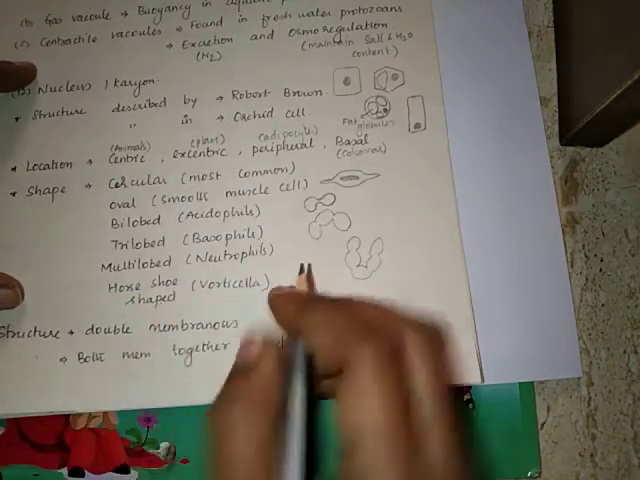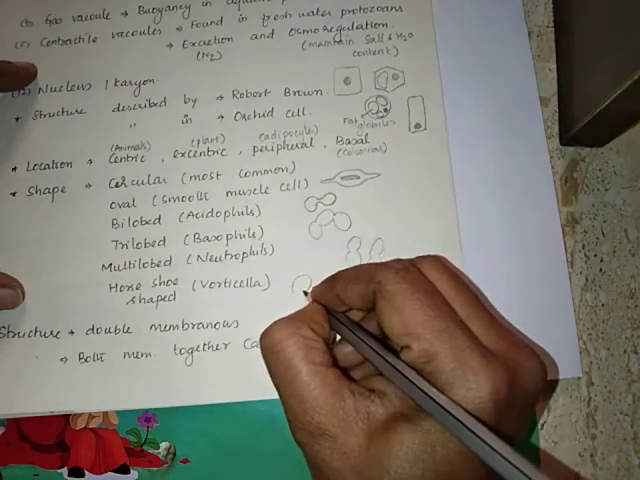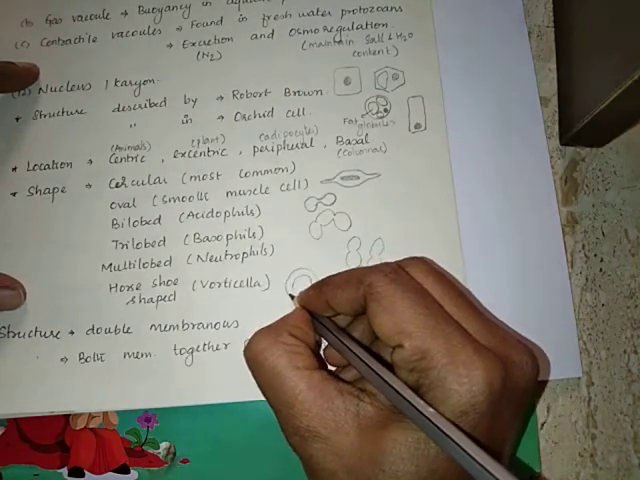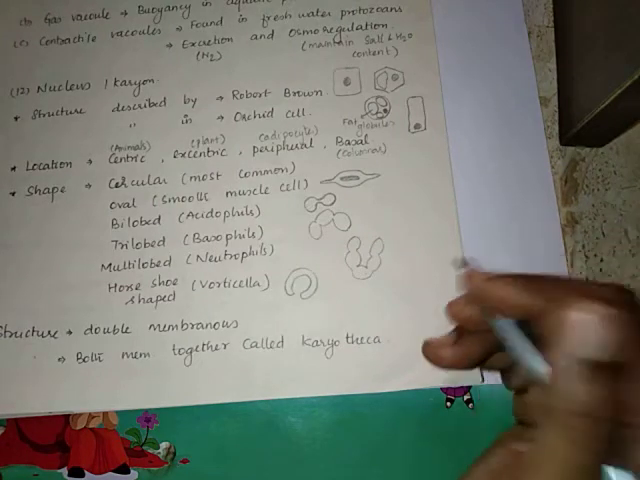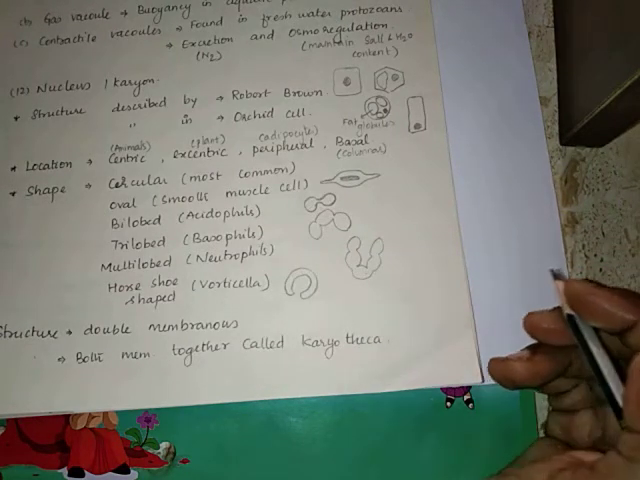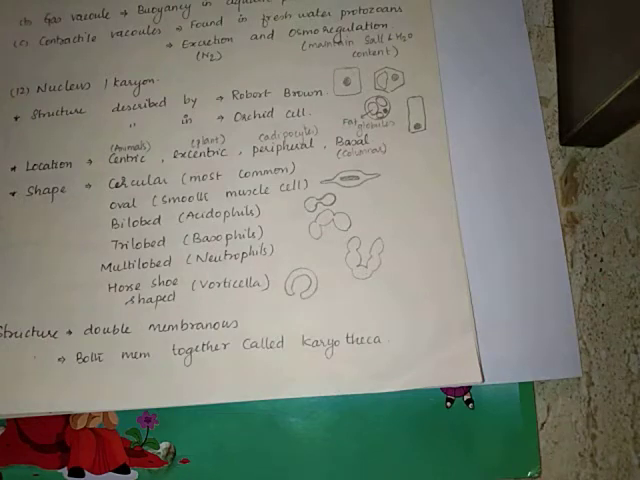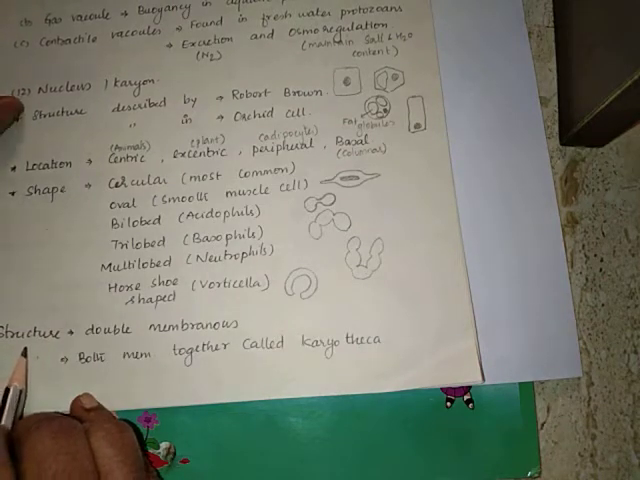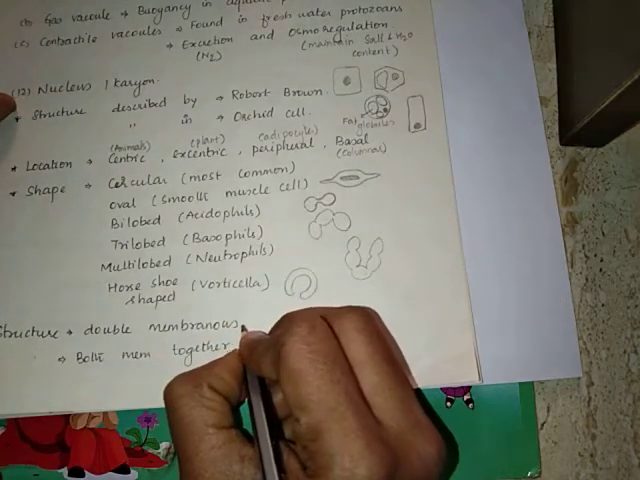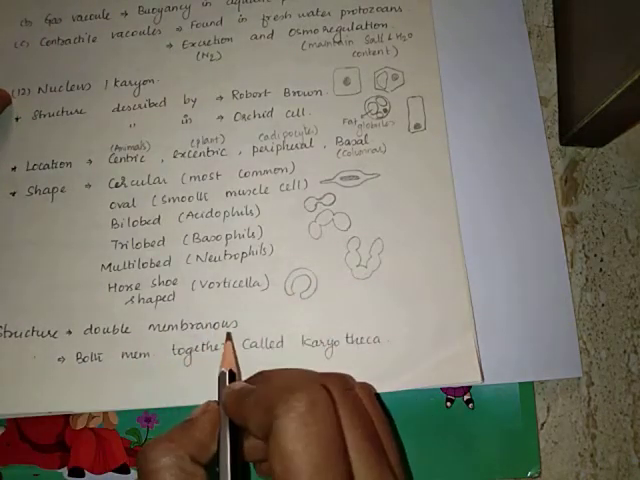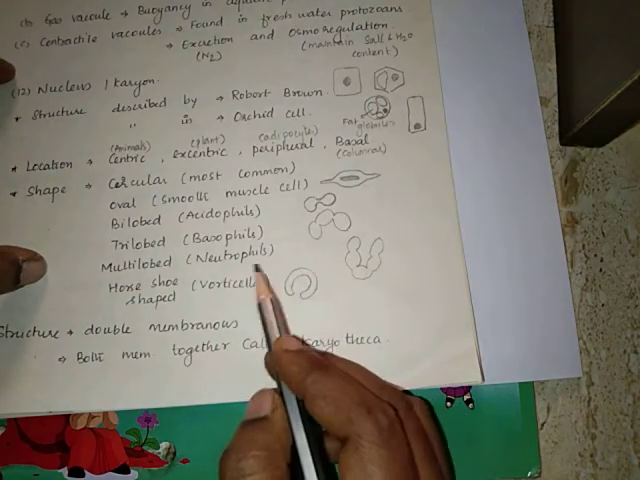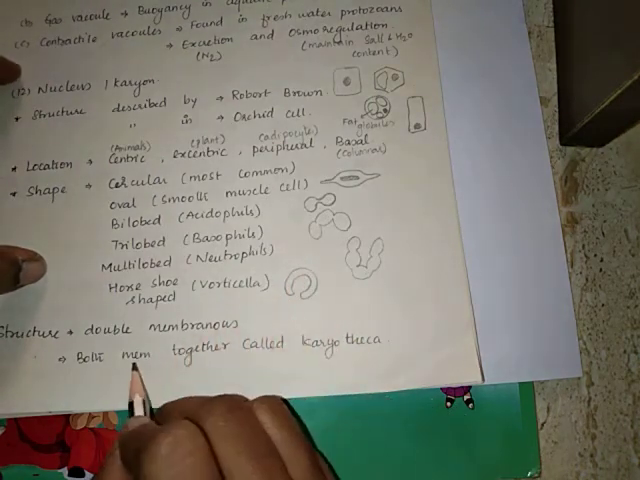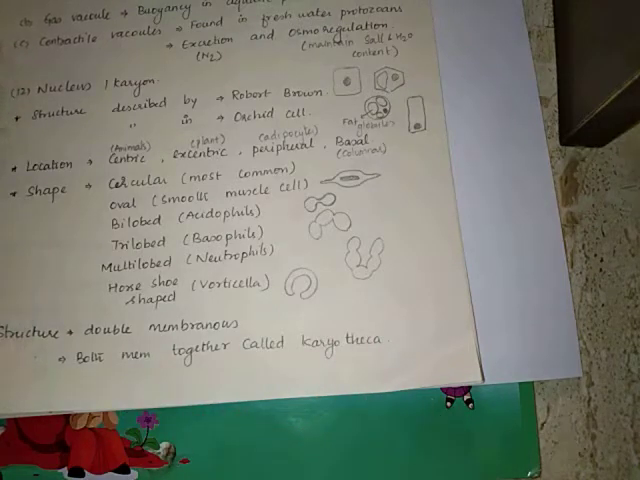And Vorticella is going to have a horseshoe shaped nucleus, that is, it is going to be like this. So these are different shapes of nucleus that is taken up by the nucleus in different types of cells. And coming to the structure of nucleus, the nucleus is a double membranous structure, that is, they are covered with a double membrane, that is an inner and an outer membrane. Both the membranes together we call it as karyotheca.